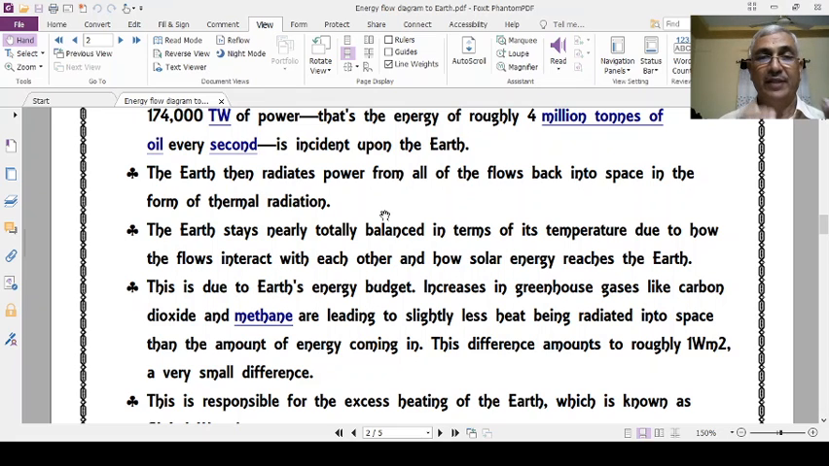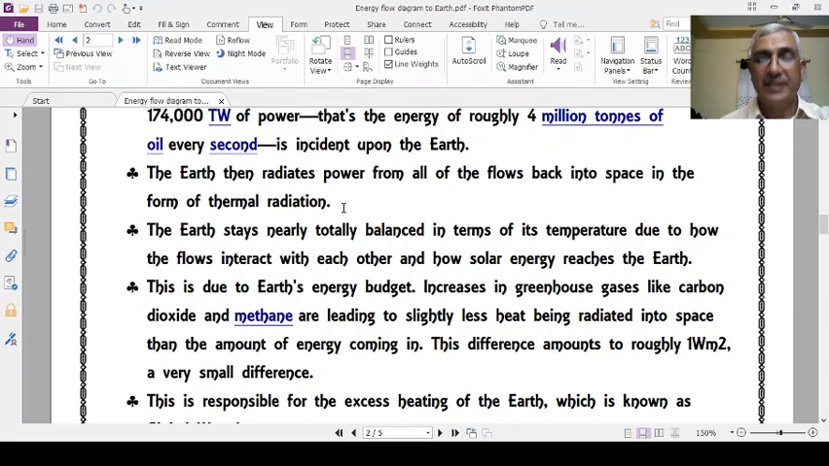Then the Earth radiates power. The radiation received by the Earth is transferred and converted, and ultimately it transmits the energy back in the form of thermal radiation. Incoming is electromagnetic radiation, outgoing is thermal radiation. That is very, very important that you have to remember.